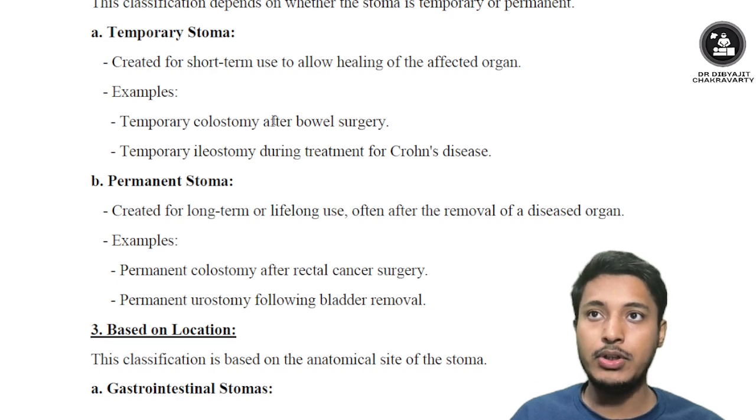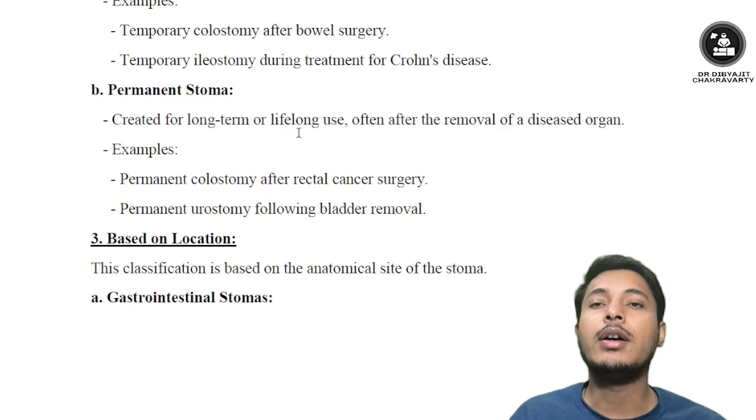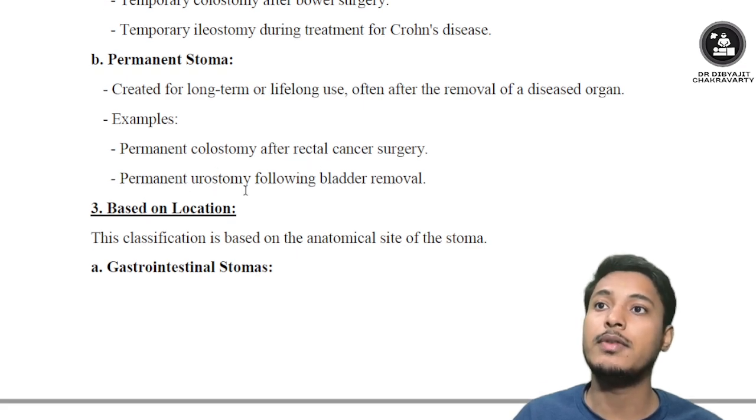For example, temporary colostomy after bowel surgery, temporary ileostomy during treatment of Crohn's disease. Permanent stoma, created for long-term, lifelong use, often after removal of the diseased organ. For example, permanent colostomy after rectal surgery, permanent urostomy following bladder removal, etc.